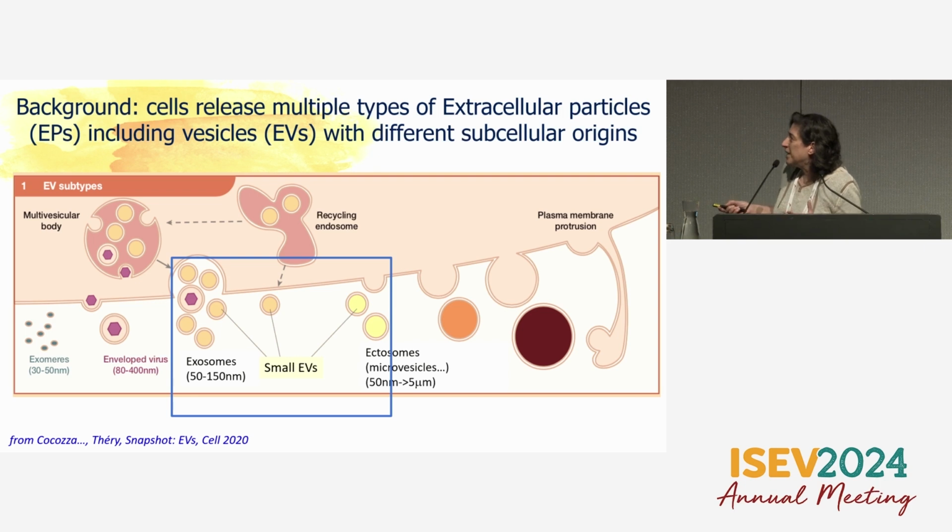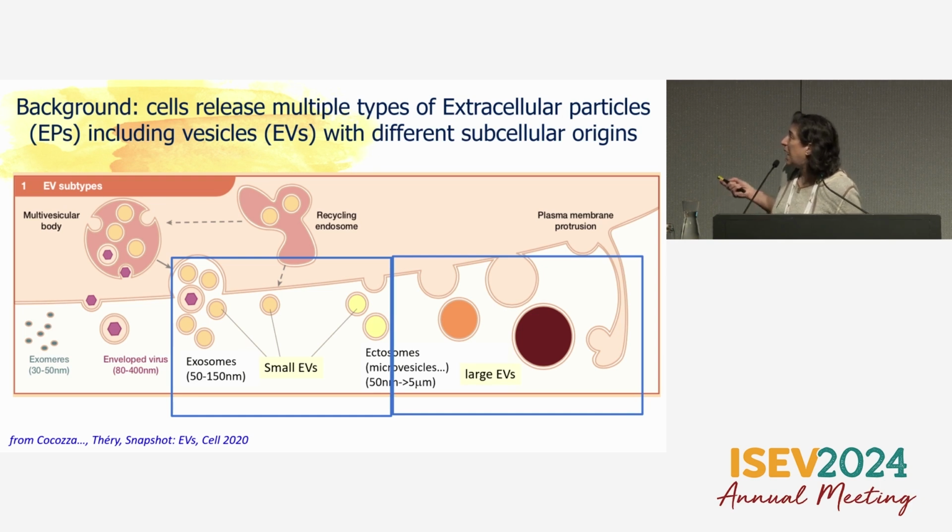The term small EV would cover the EVs that are smaller than a given size, and generally we say 150 nanometers, and that covers both exosomes and the small ectosomes. Whereas the large EVs would be the EVs that are larger than, let's say, 150 nanometers, if you can measure that. And these large EVs have to come from the plasma membrane, because you don't see such large EVs inside multivesicular bodies.